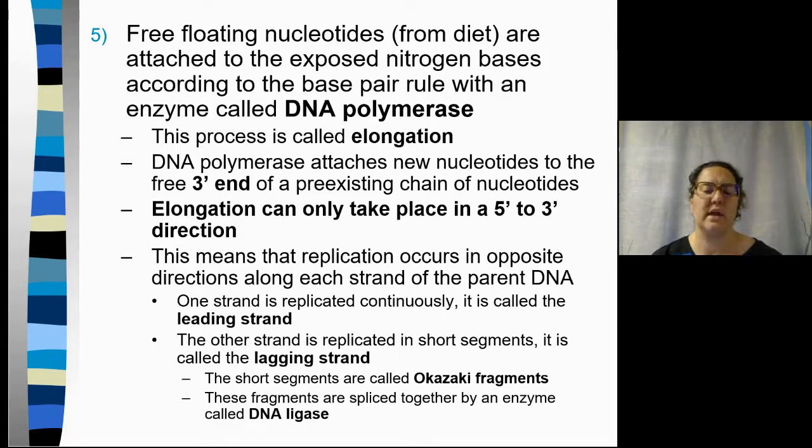Free-floating nucleotides that we maintain in our cell from our diet are attached to the exposed nitrogen bases according to the base pair rule. So adenine bonds with thymine and cytosine bonds with guanine using DNA polymerase. The process of adding new nucleotides is known as elongation. So we're elongating our DNA. The DNA polymerases attach new nucleotides from the 3' end to the 5' end. And elongation can only take place in a 5' to 3' direction.